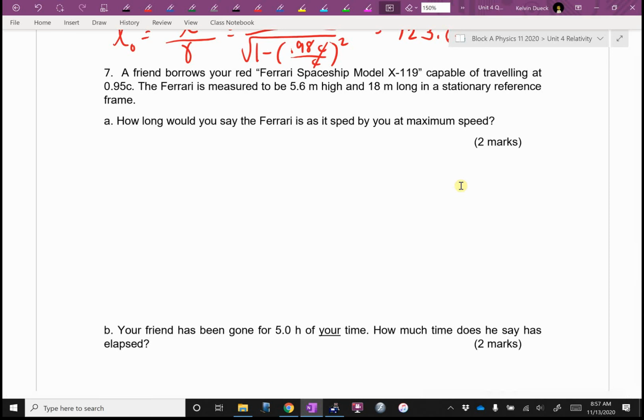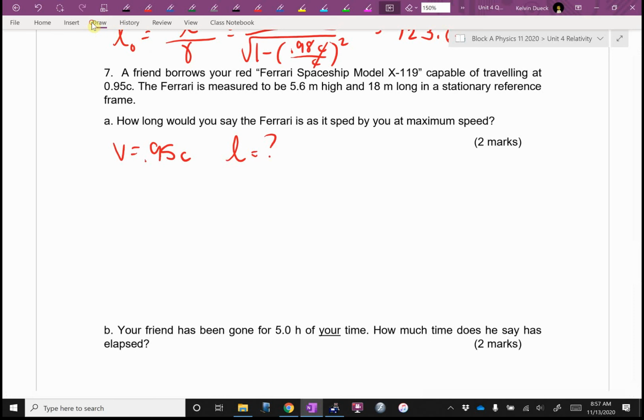A friend borrows your red Ferrari spaceship model X, capable of traveling at 0.95 c. How long would you say the Ferrari is as it sped by you at maximum speed? So I think this is asking me to find L. The question is, am I going to use the 5.6 or the 18 meters?